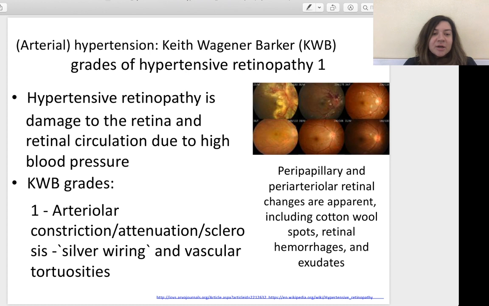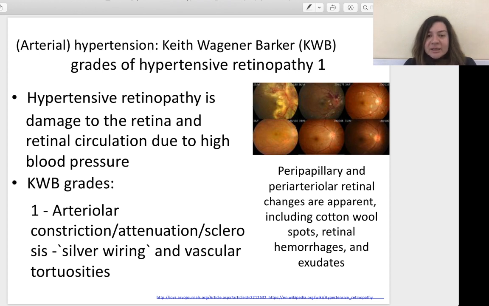First grade is arterial constriction, attenuation, sclerosis, silver wiring, and vascular tortuosities. And you see here the picture with hypertensive retinopathy. It is changes of the retina in a severely hypertensive patient.